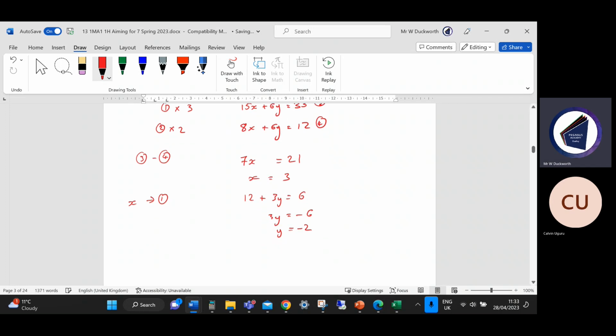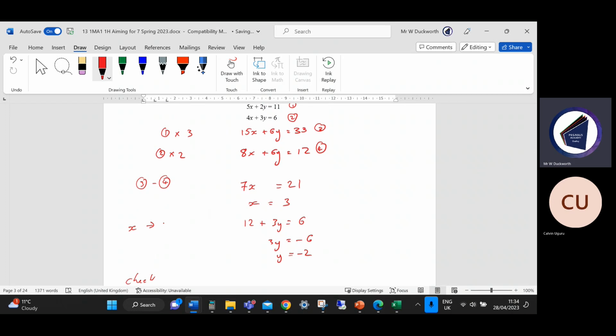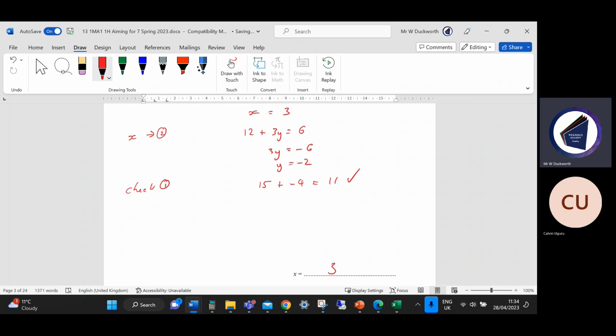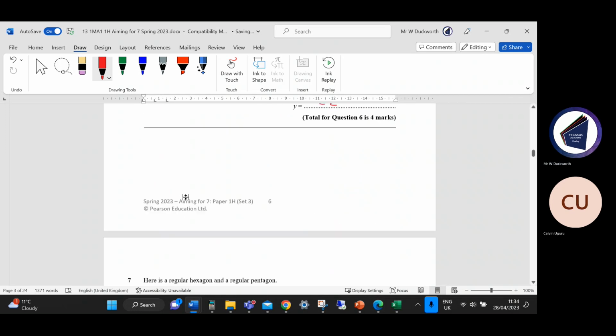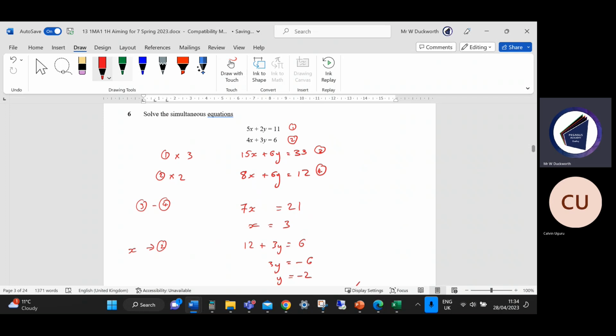And I'm going to do a check on that. I miswrote there. So I substituted into equation 1, so I'm going to do a check with equation 2. Keep pressing the erase button while I'm writing. So 5 lots of x would become 5 times by 3. That would be 15. Plus 2 lots of y. So that would be minus 4. So that would be 11, which is what it needs to be. So yeah, I've got that right. So x is going to be equal to 3 and y is going to be equal to minus 2. Right, and let's look for the marks then.